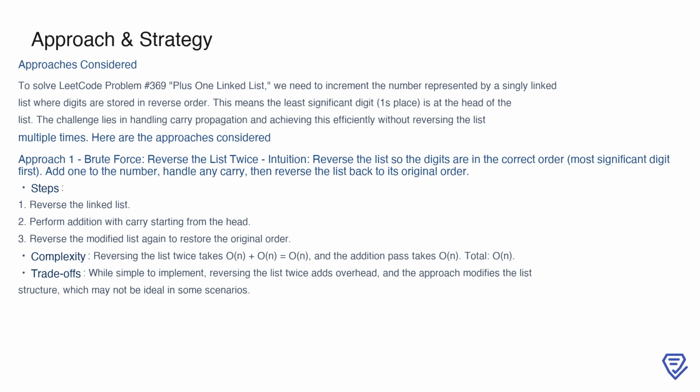While this approach is straightforward and easy to implement, it involves modifying the list structure twice, which adds overhead. The time complexity is O(n), because reversing the list twice and performing the addition each take linear time, but this extra manipulation can be inefficient in some scenarios.